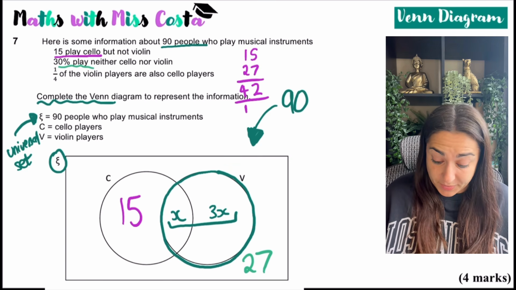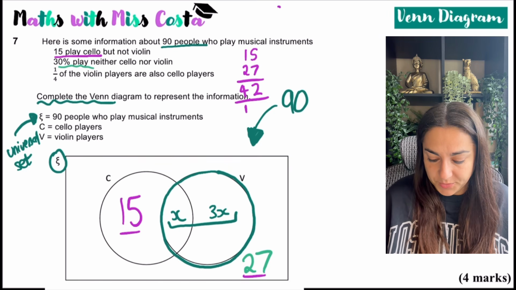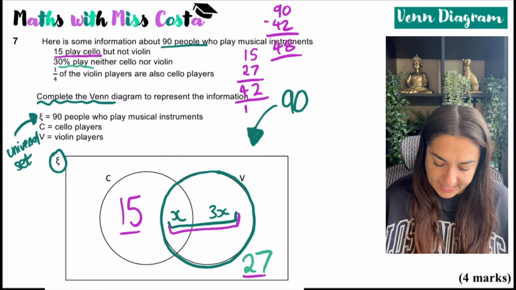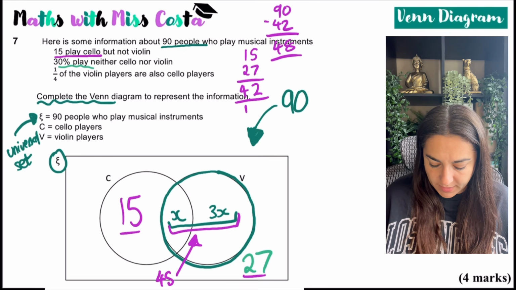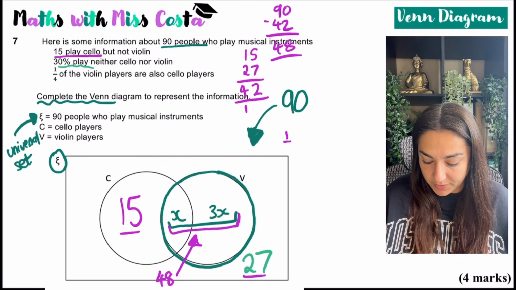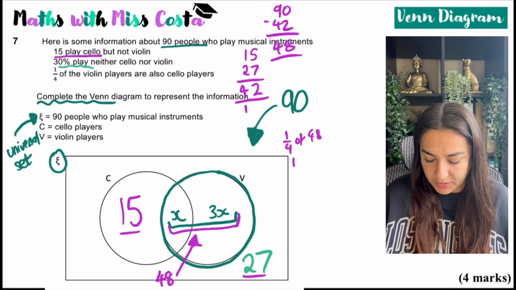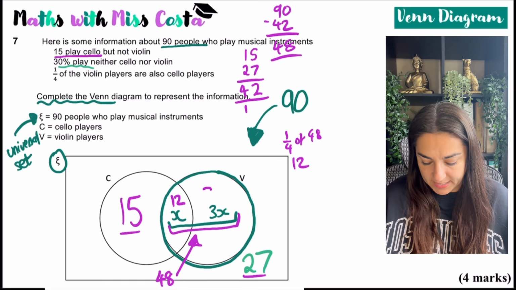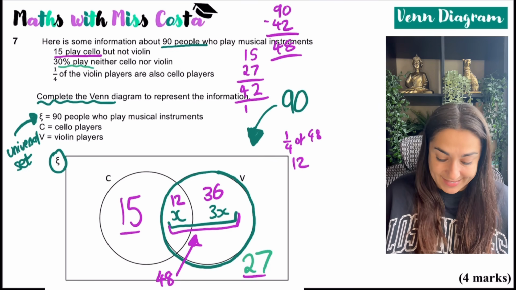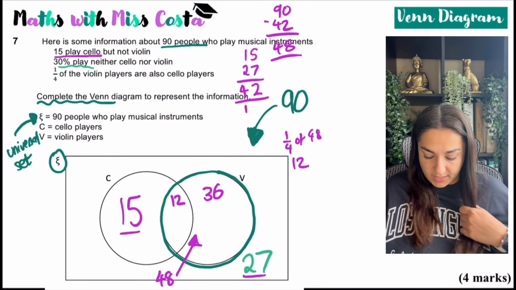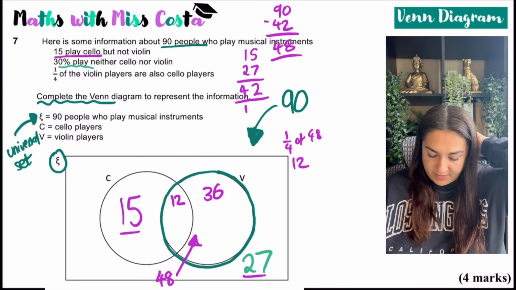So this and this sums to 42, which means if I subtract 42 from 90, I'll be left with what must remain over here. So 90 take away 42 is going to give me 48. So I know that these two must sum to 48. And it tells me that a quarter of the violin players are also cello players. So a quarter of 48 I could work out, and that's 12. And therefore 3/4, 3 lots of 12 must be 36. So you didn't need the algebra part there, but if you find working with algebra easy, then it could have been helpful. So that is our Venn diagram all completed.